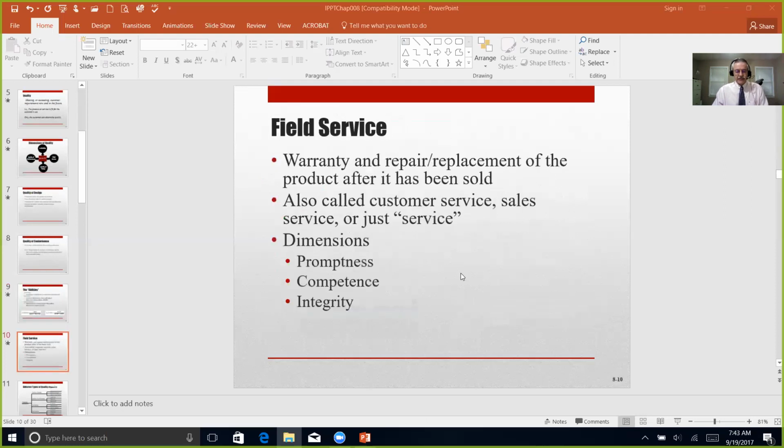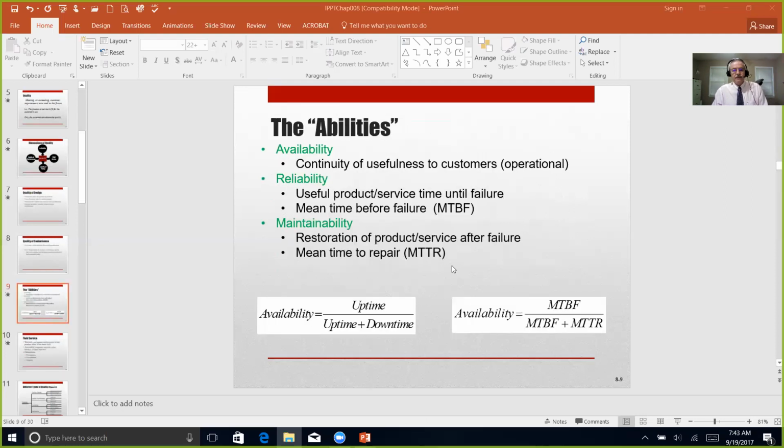So reliability, here it is. Reliability is how useful that product is going to be before it fails. Or another way to look at that is, what's its runtime before failure. And then we have maintainability, which is how we restore a product or service once it has failed. What's the mean time to repair?